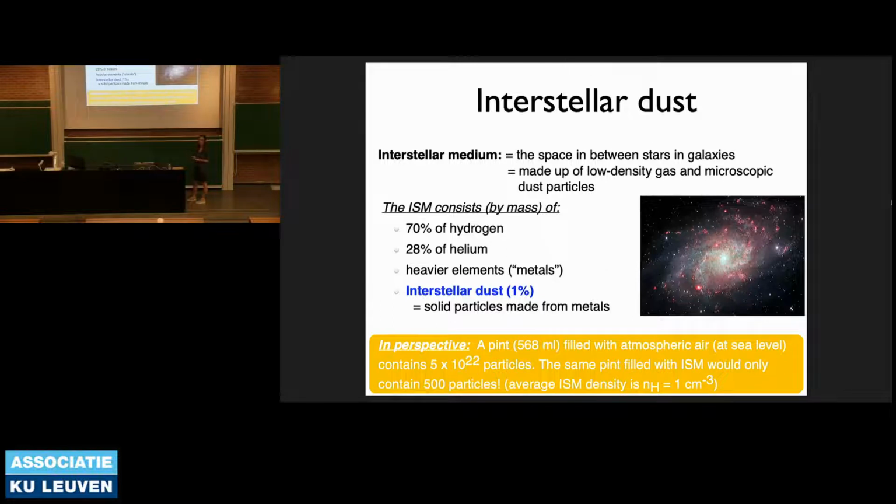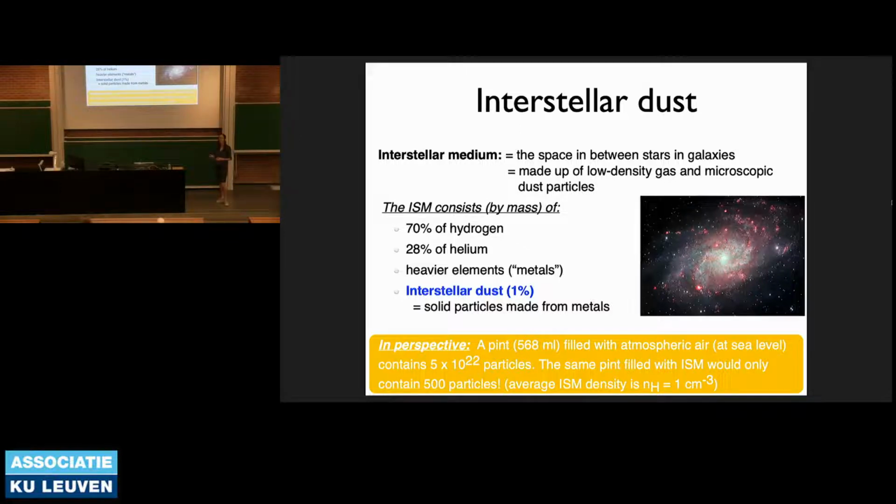All these people work on interstellar dust, and if you haven't worked on interstellar dust, you may wonder, why should we care? Interstellar dust accounts for about 1% of the total mass of the interstellar medium, the low density gas in between stars. Just to demonstrate how low density it is, imagine that you take a pint filled with atmospheric air at sea level, it would contain about 5 times 10 to the 22 particles. Take that same pint into the interstellar medium of a galaxy, and it would only contain 500 particles. So it's incredibly low density. Of course, this is taking the average ISM density. There is some variation, but just to give you an idea.